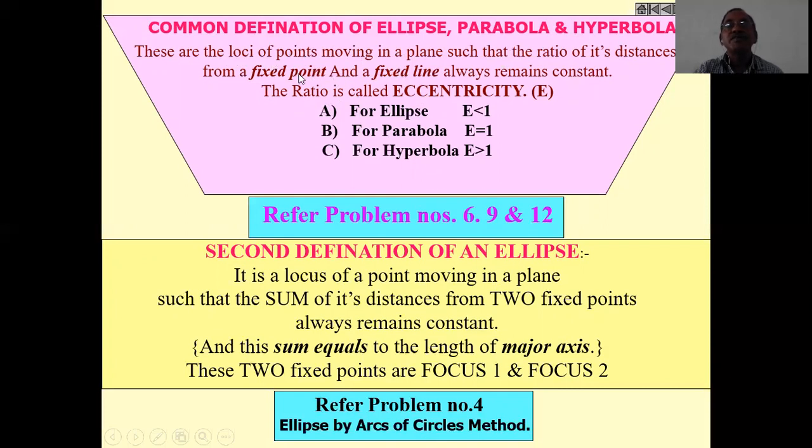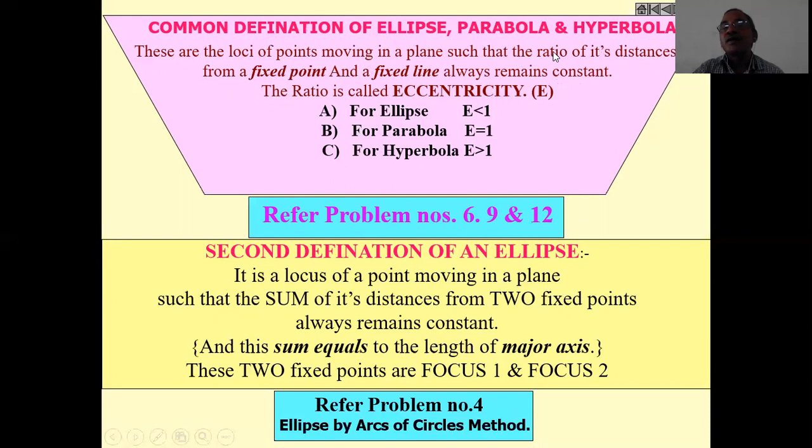When we say fixed point and fixed line, there must be a fixed distance between them, and that should be given to us. The other important thing is that the ratio is always constant. While finding the various positions of the moving point, after finding those positions we'll be connecting them to get our locus. So the ratio is very important.